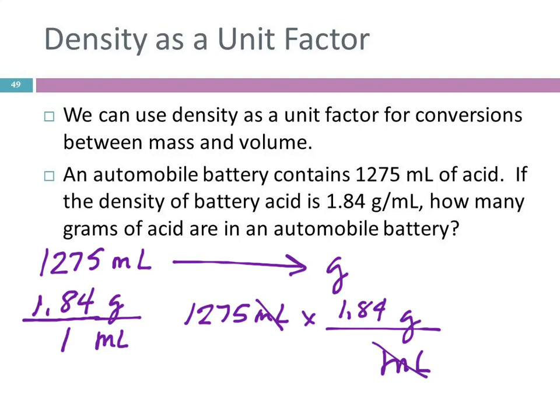1275 times 1.84. Calculator says 2346. And the only unit left there is grams. So we write down what the calculator says and the unit, and then we ask ourselves how many sig figs? 3. Our starting number had 4, but the density only has 3. Density is not an exact conversion factor, and so it can limit our sig figs.